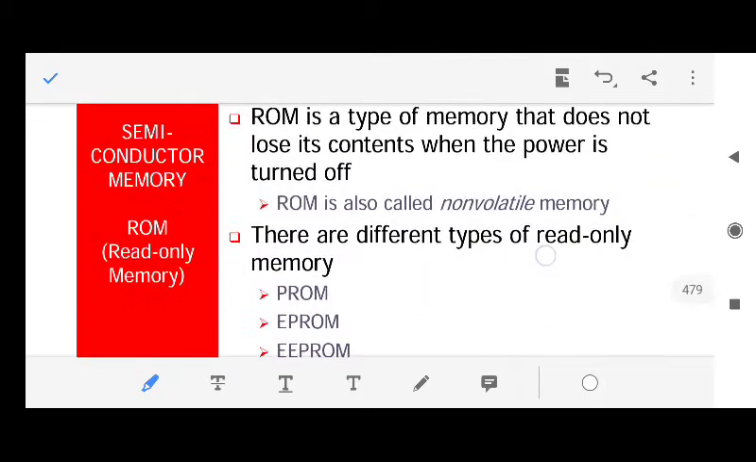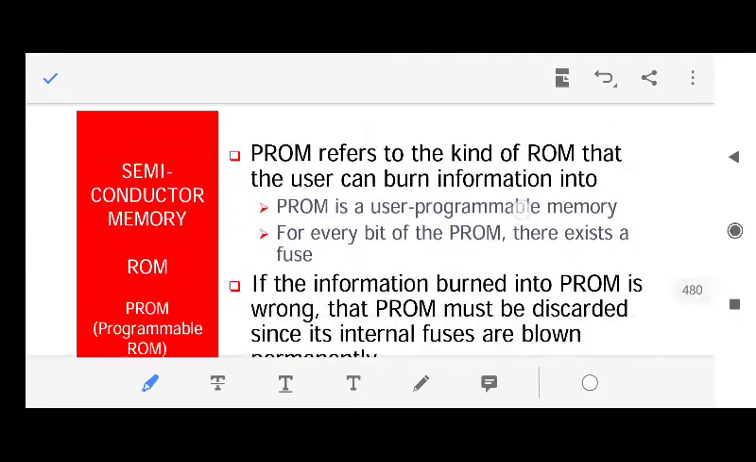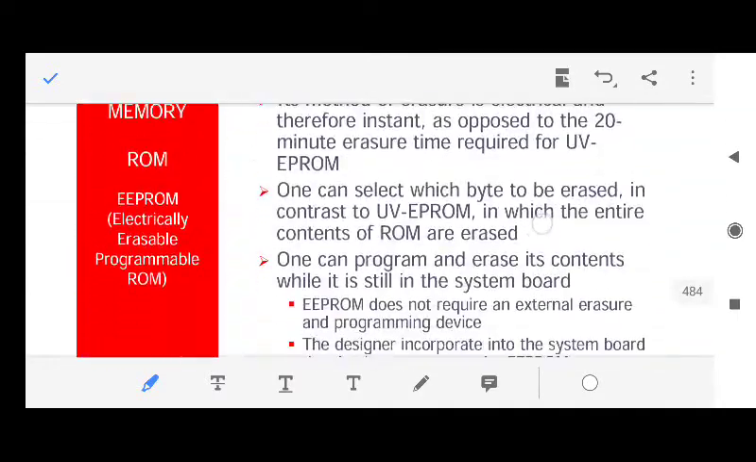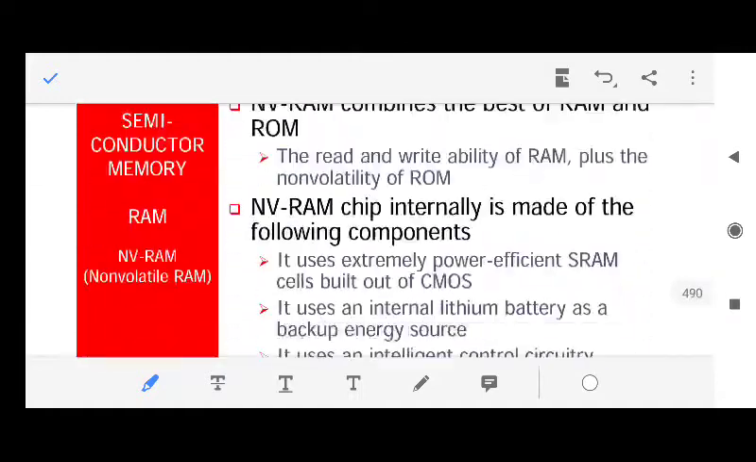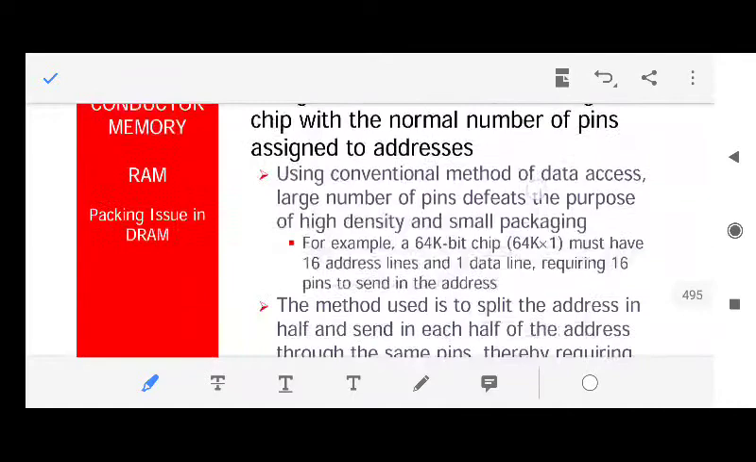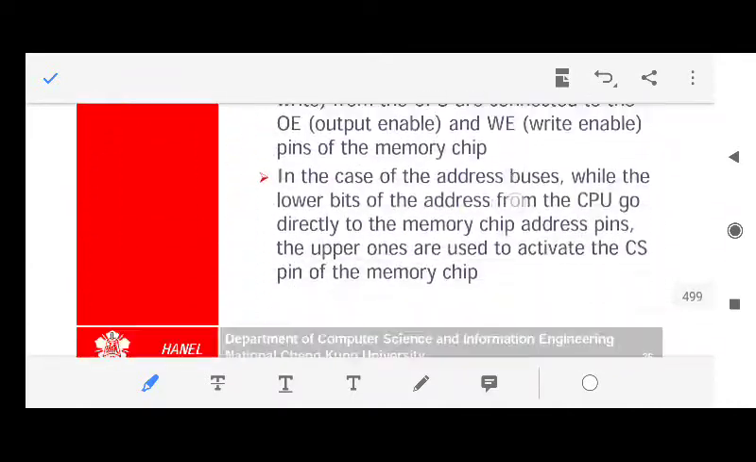Then we have read some types of ROM, but it is not important because it is not a part of your syllabus, so you can skip these slides also. If anybody wants to read, they can read, otherwise you can skip the types of RAM and the types of ROM. Then we have come directly to this place.